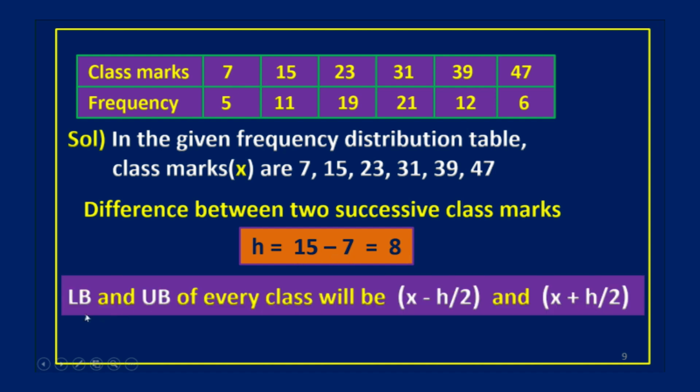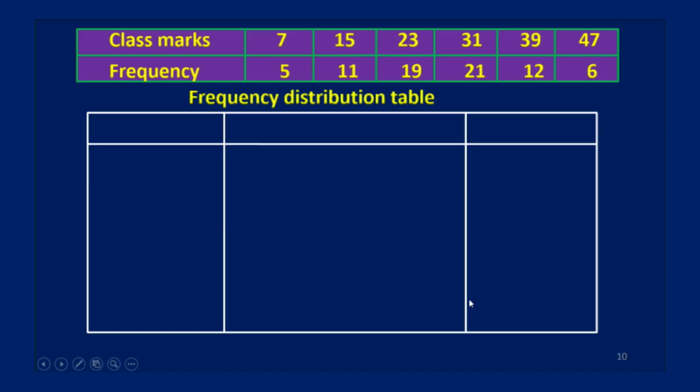Now the lower boundary and upper boundary of every class will be x minus h by 2 and x plus h by 2. So the lower boundary is x minus h by 2. The upper boundary is x plus h by 2. What is x? Yes, it is the class mark. Children, what is h here? 8. If I take h by 2, what will I get? 8 by 2, which is equal to 4. So like this we can prepare the frequency distribution table.